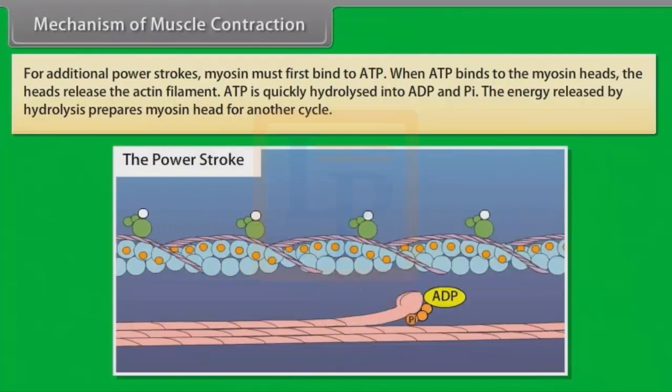When ATP binds to the myosin heads, the heads release the actin filament. ATP is quickly hydrolyzed into ADP and Pi. The energy released by hydrolysis prepares the myosin head for another cycle.